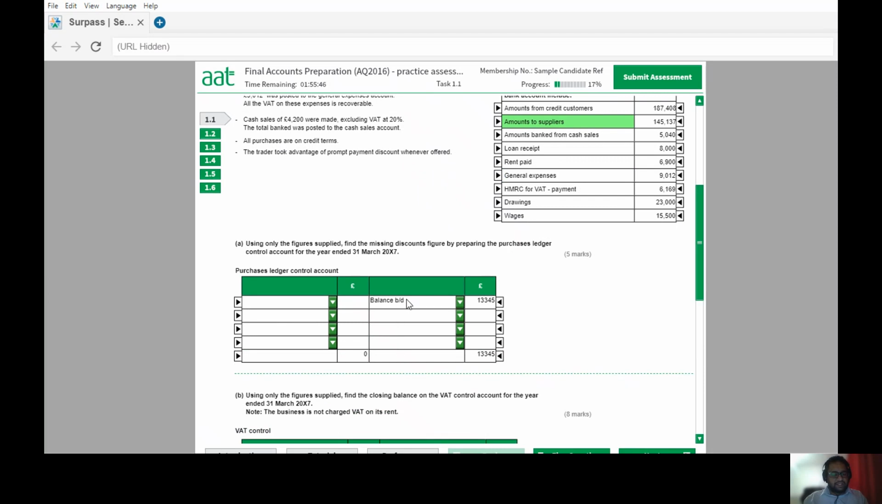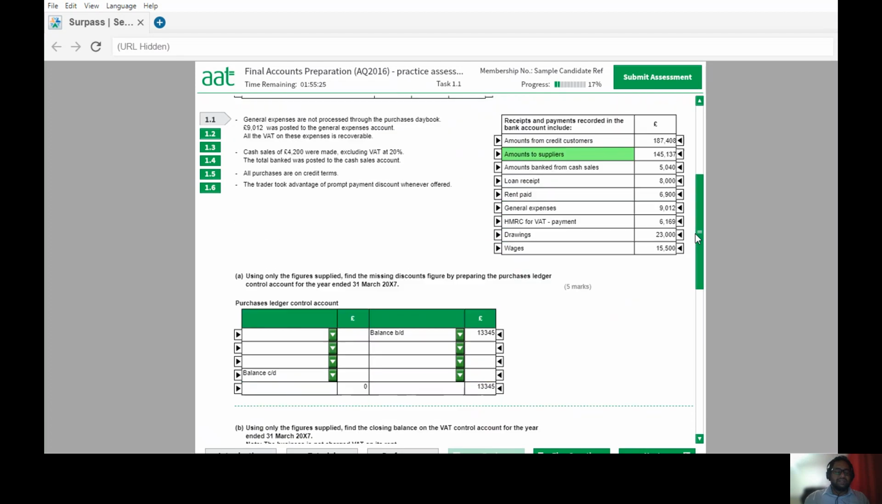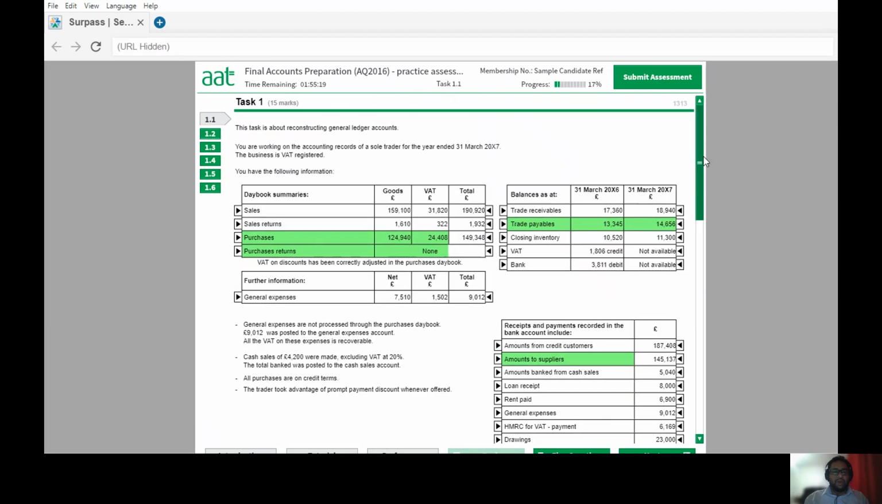Okay, and then obviously if you have a credit balance here, the closing balance or the balance carried down should be on this side. You could do that here, you could do that here, it doesn't matter. I always do the balance carried down as the last entry as possible. The amount for that one is going to be 14,656 pounds here.